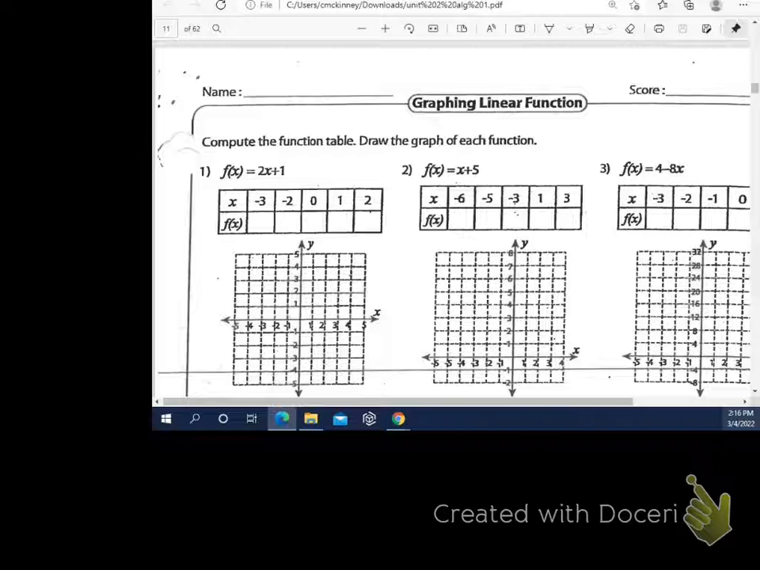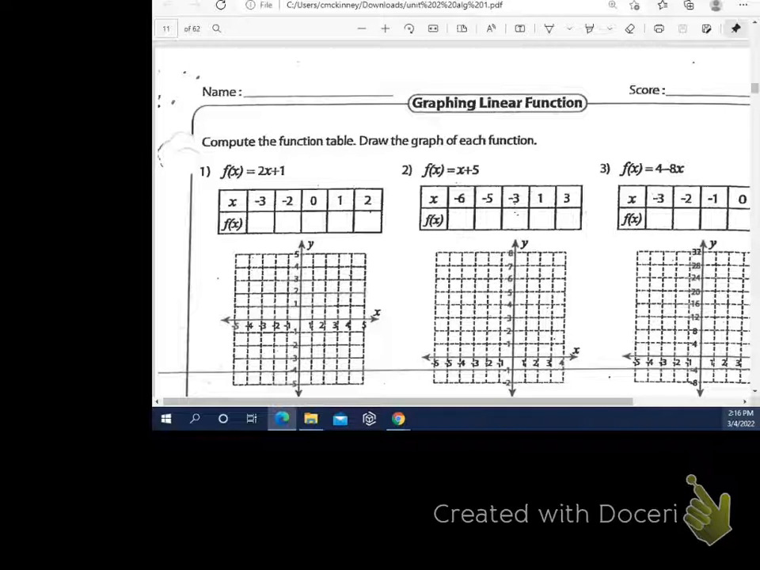Greetings. In the past few days you have graphed points, and we've also talked about functions. We are going to practice graphing linear functions from a function table. So I want to remind you of a few things before we get started.